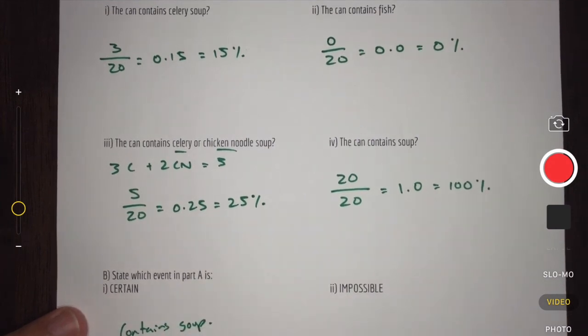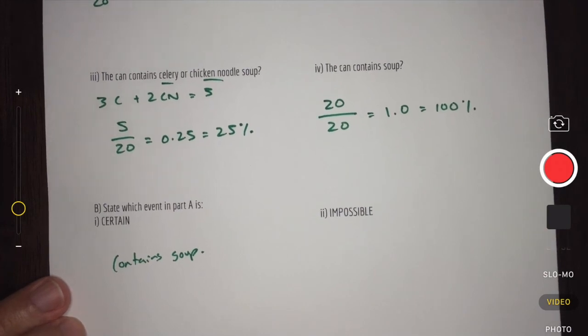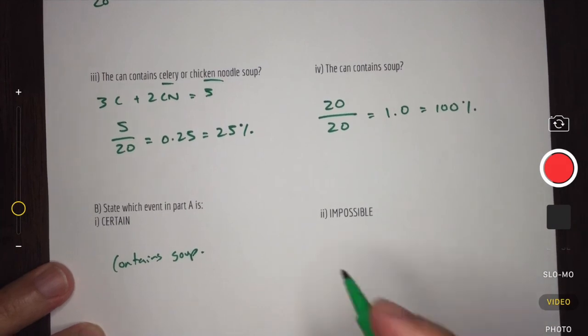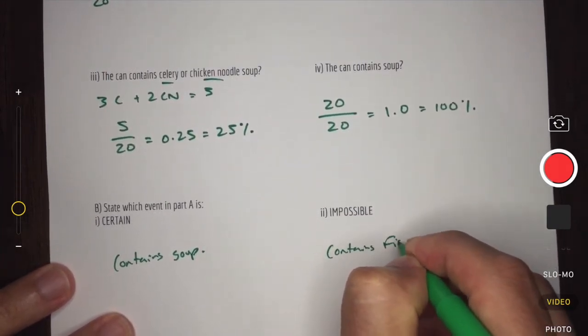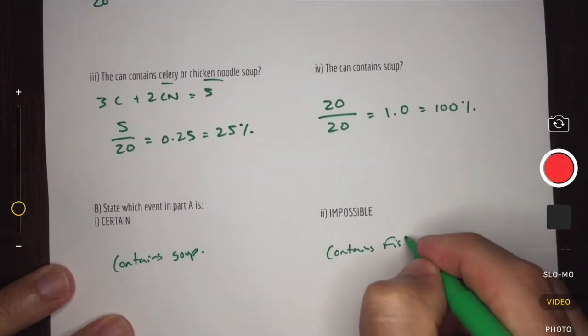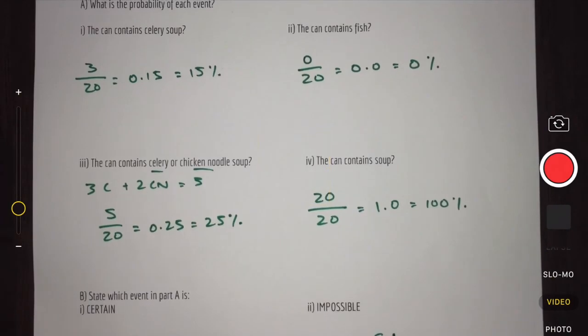If we think of something that is impossible, however, so it doesn't matter what we do, we're always going to get a 0% chance of that happening, we could say that we're going to pick something that contains fish, because when we calculated up above, we could see that there is a 0% chance of our cans containing fish because we don't have any cans that have fish in them.